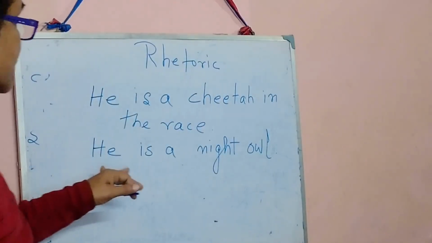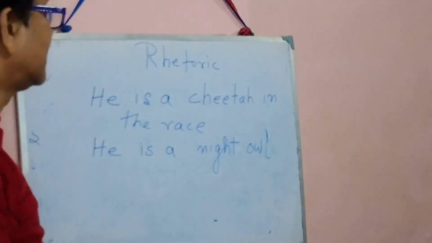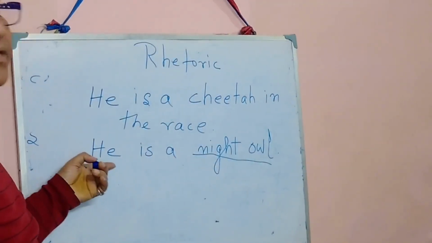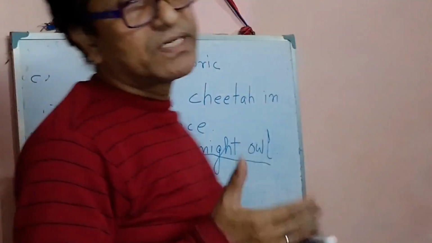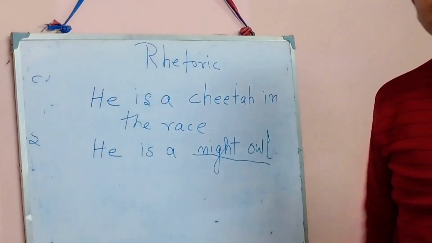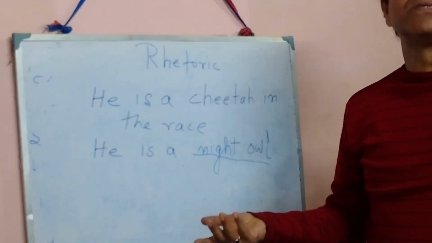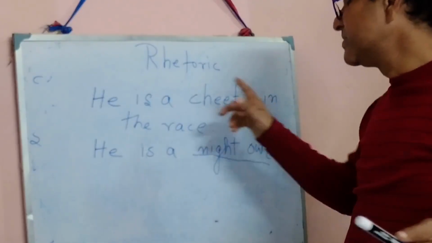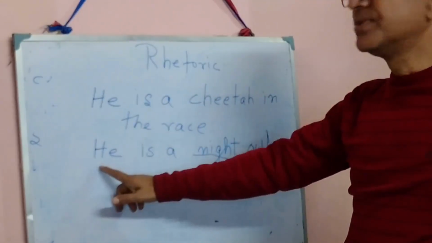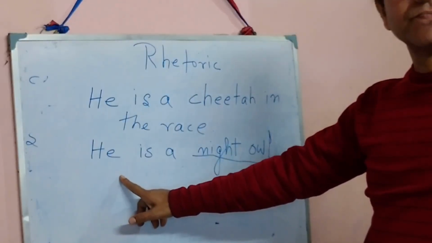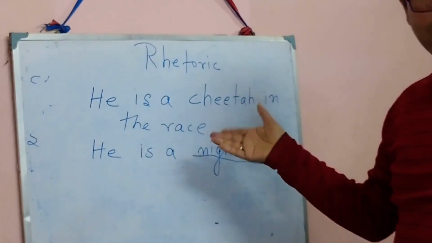So here what is the comparison? The night owl. Owl is a different object. Here he is a different object, he is a human being. So when two different objects are compared and the comparison is implied in the sentence, you can say that this is a metaphor. So what is the comparison? Here a night owl has been compared, or owl has been compared to he, the human being. So here is the comparison, so you can say that this is a metaphor.